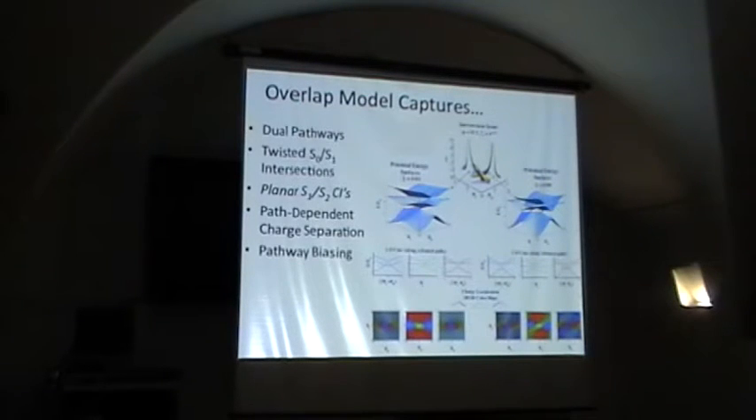And basically you get most of the physics that I described in the very beginning. In particular, this can describe 2 pathways. It can describe twist-dependent charge localization. Here I've just used an RGB color map to show you where the density is going. And it also describes twisted conical intersections. Interestingly enough, it also describes planar conical intersections with this 3rd state that I mentioned.